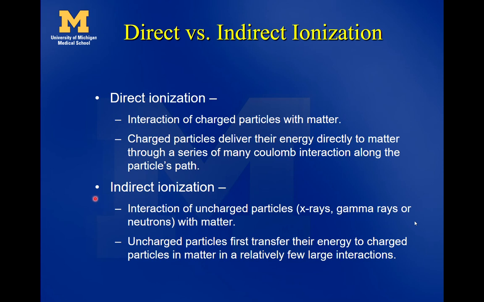For X-ray beams or neutron beams, we say that they do indirect ionization. So an X-ray will pass through a patient completely unnoticed until it does its first interaction. And then once it does that first interaction, it'll release some electrons, which then go on to do direct ionization. So in this way, we say that X-rays and neutrons are doing indirect ionization. They're not doing it directly. It's the result of their first X-ray interaction or neutron interaction that creates the ionization by subsequent charged particles that they release.